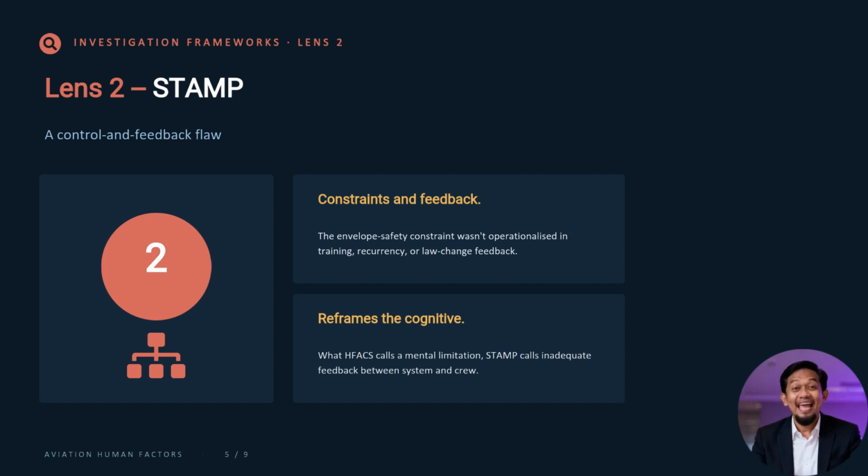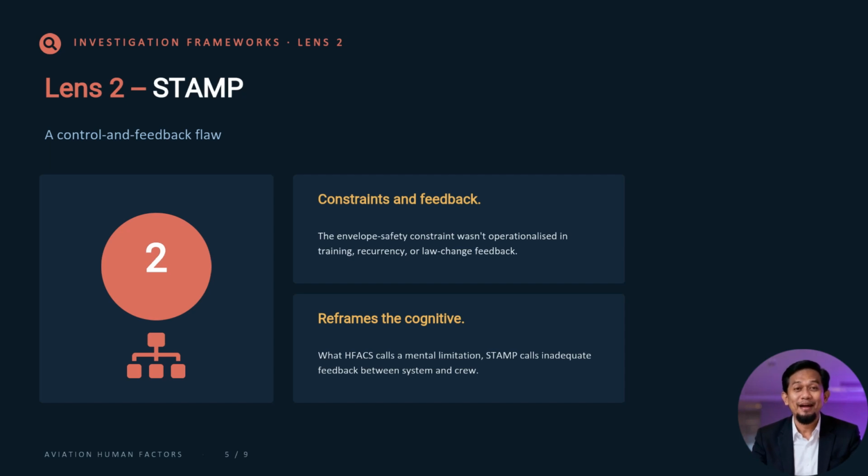Through this lens, AF 447 is not primarily a story of pilot error. The safety constraint, keep the aircraft inside its flight envelope, was inadequately operationalized. Training did not enforce it for high-altitude manual flight. Recurrency did not test it. The feedback loop from earlier pitot incidents to design and regulation was too slow.